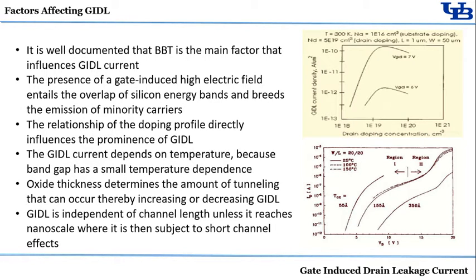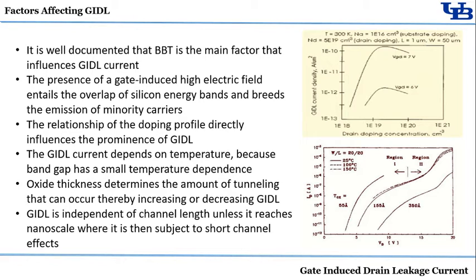Factors affecting GIDL. It is well documented that BBT is the main factor that influences GIDL current. The presence of a gate-induced high electric field entails the overlap of silicon energy bands and breeds the emission of minority carriers. The doping profile directly influences the prominence of GIDL. The GIDL current depends on temperature because the band gap has a small temperature dependence. Oxide thickness determines the amount of tunneling that can occur, thereby increasing or decreasing GIDL. GIDL is independent of channel length unless it reaches nanoscale, where it is then subject to short channel effects.